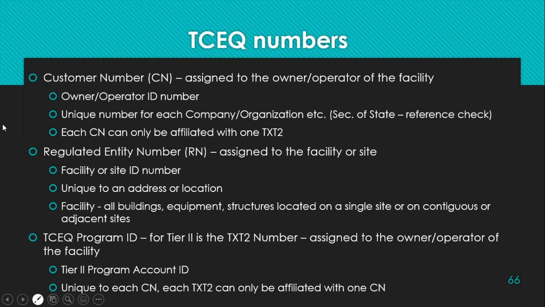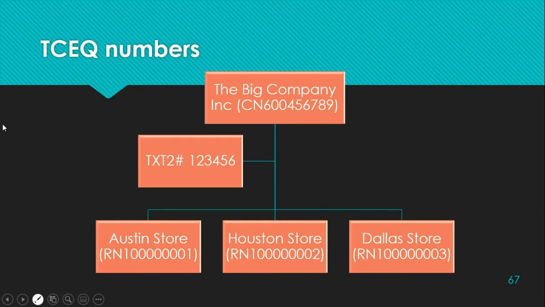You also have the TXT2 number, that's the TCEQ program ID, and that is going to be linked on a one-to-one basis to the customer number. So here's a visualization of how those numbers relate to each other. So you have the CN, which is associated to the company and linked to the TXT2 number. And then under that CN and TXT2 number, you have all of your facilities, each with their own unique RN tied to that specific location.